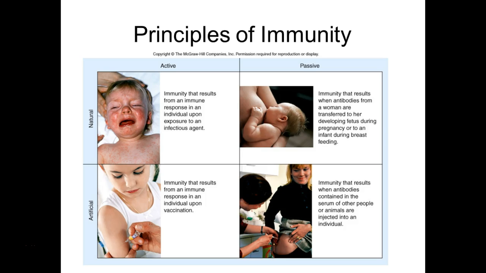So this is a good diagram table that has all 4 of them. So when we break up immunity, you'll notice that we can break it up between active and passive, natural and artificial. So the example here, immunity that results from an immune response in an individual upon exposure to an infectious agent. And I think that poor picture is of a kid with measles. So they acquired this infection, right? Naturally acquired it, right, from the environment or someone else.